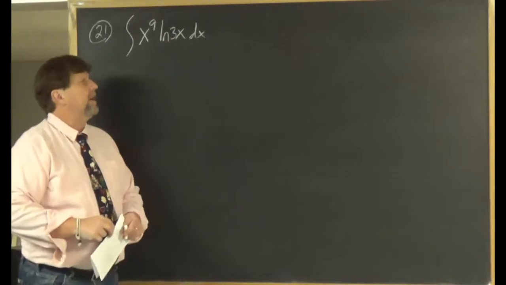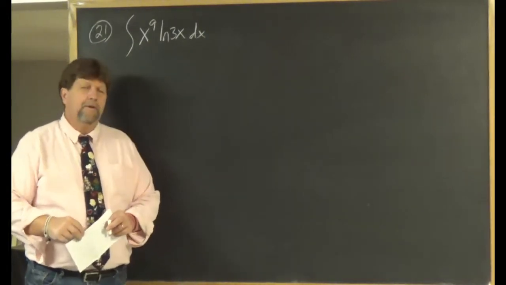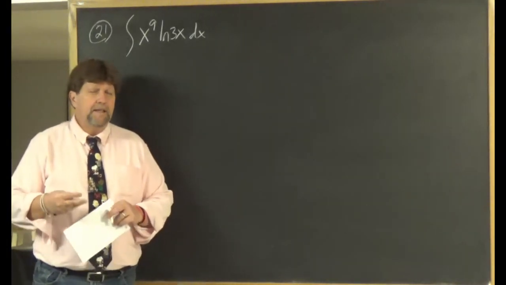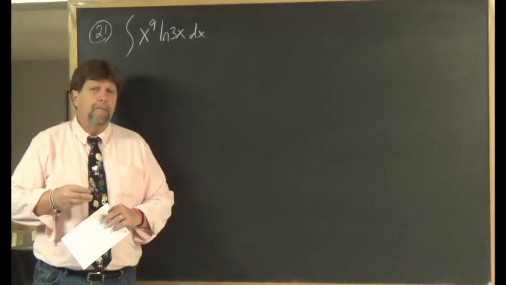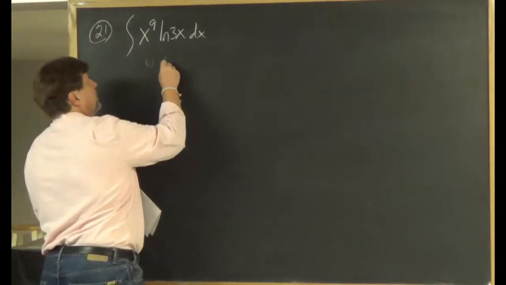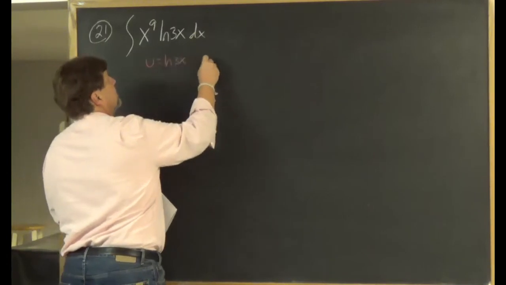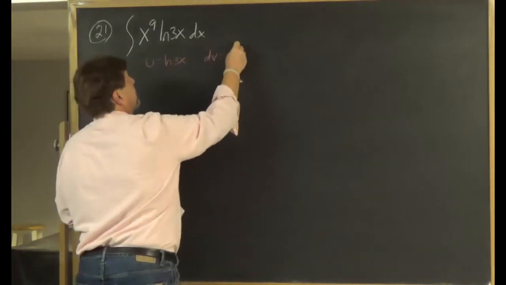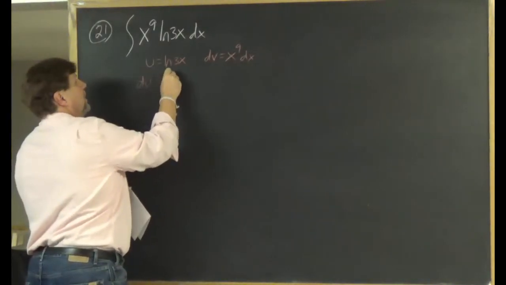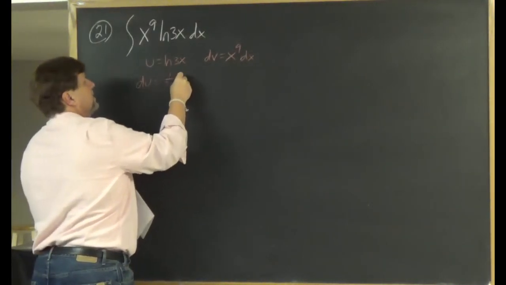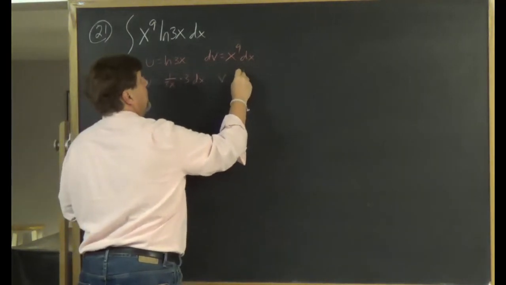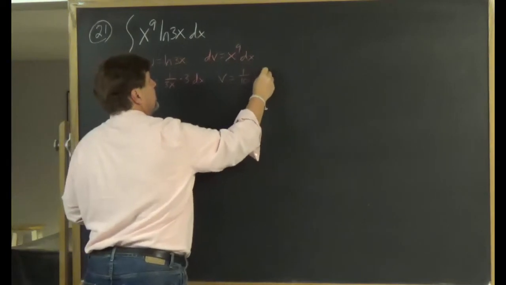All right, number 29, you're asked to integrate x to the 9th, natural log 3x dx. I really don't see anything fancy here. I just see this as straightforward integration by parts, where you let u equal the natural log of 3x, dv is x to the 9th dx, du is 1 over 3x times the 3 dx, v is 1/10 x to the 10th.